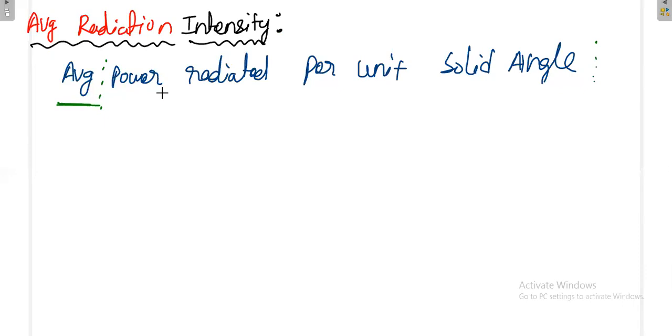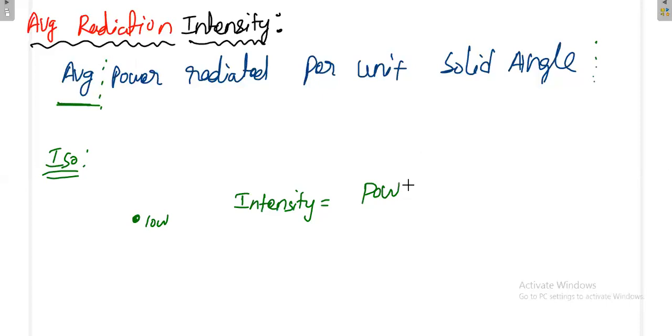Now, I will ask you a simple question. Say, for example, I have an isotropic radiator, and I have 10 watt power. Then what is the average radiation intensity of the isotropic radiator? Anybody? As per this definition, what is the definition telling? Intensity is equal to what, sir? Average power divided by.